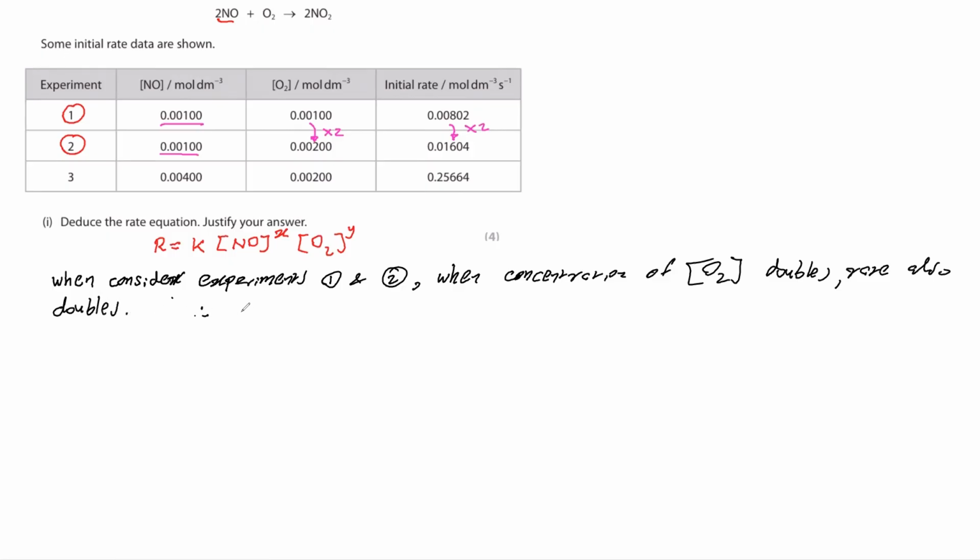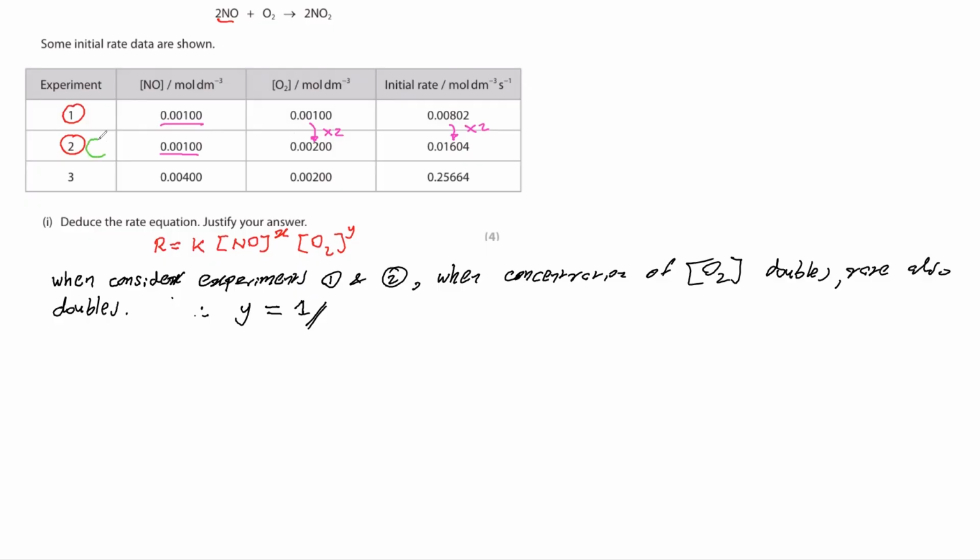Therefore we can say that the order with respect to oxygen equals 1, because we just learned in the previous slide, if the order is 1, what will happen? When the concentration doubles, rate also doubles, right? So that's how we found this value of y. Then we have to find another thing.